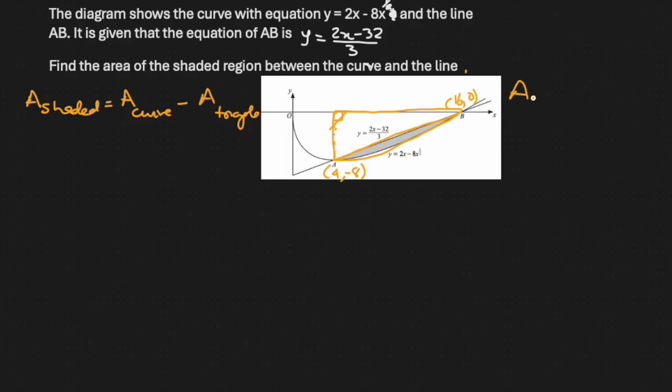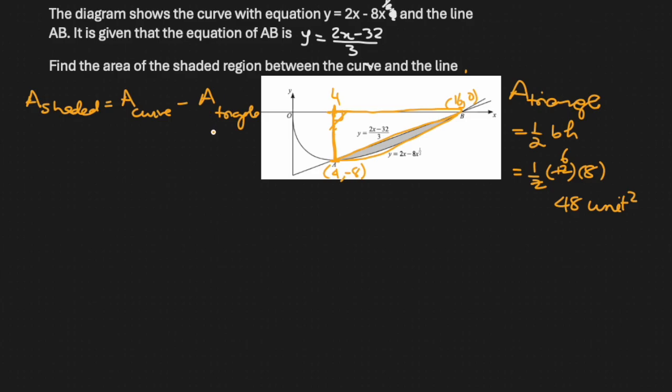Area of the triangle. Because it's a right angle triangle, I can instead find half base times height, which is half. Base is this one, which is here. It is 4. Here it is 16, so the base becomes 12. Height is the y coordinate of this, which is minus 8, but I will take it positive 8. So it comes out to 48 unit square.